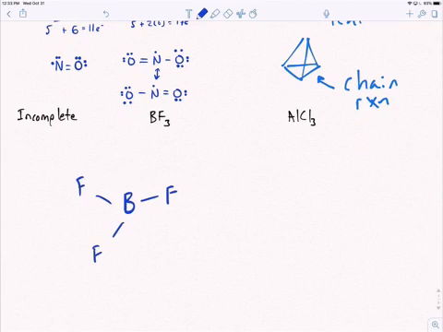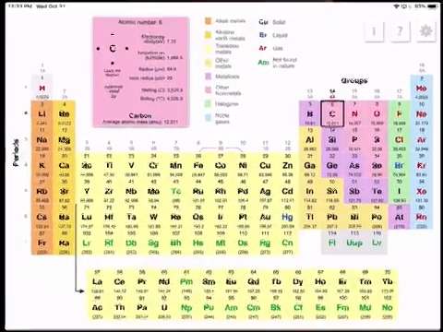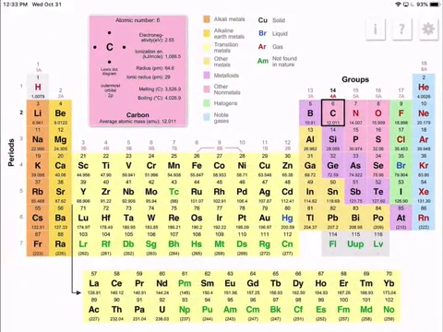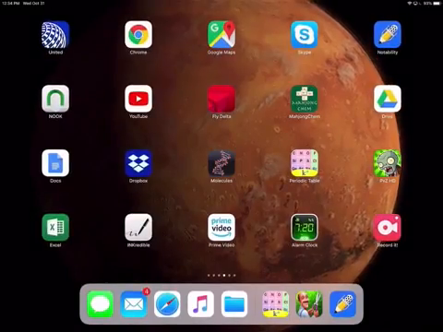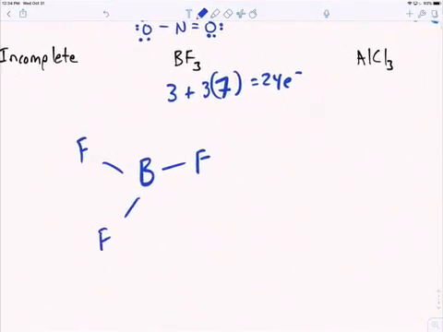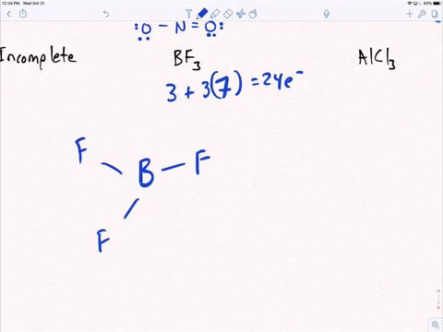Boron trifluoride: boron has 3 electrons, and then there are 3 fluorines. Fluorine has 7, so 21, plus 3 is 24 electrons. Where am I getting these numbers? Just to make sure everyone understands, boron is 3 over in period number 2: 1, 2, 3. Fluorine is 7: 3, 4, 5, 6, 7. Those are the numbers of electrons. So that's where I'm getting the 7. 3 times 7 is 21, plus 3 is 24.